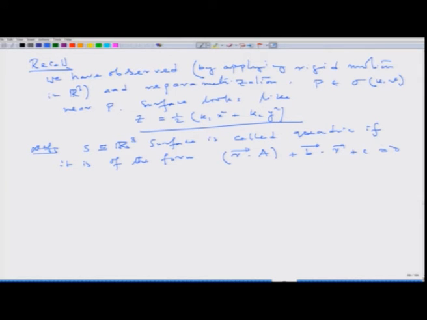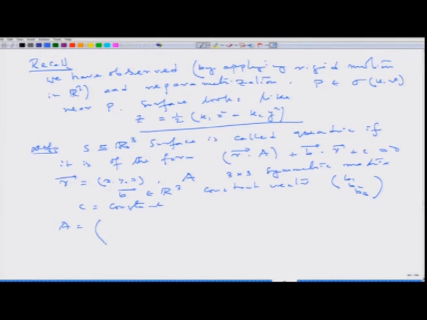What does it mean? So, R is a vector (x, y, z), A is a 3 cross 3 symmetric matrix, B is a constant vector (B1, B2, B3), and C is some constant.